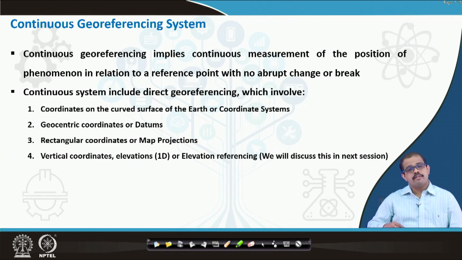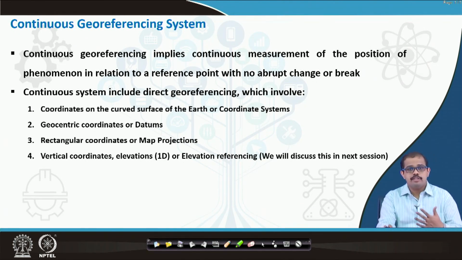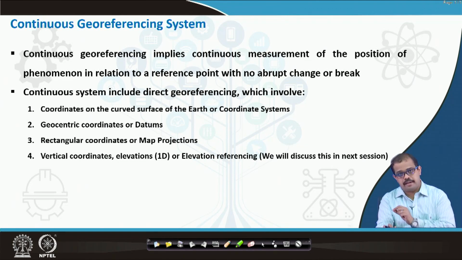So now once we have understood Earth is a spheroid, we look at what are different georeferencing systems. The first thing is continuous referencing. So continuous referencing implies continuous measurement of the position of a phenomenon in relationship to the reference point with no abrupt change or a break.